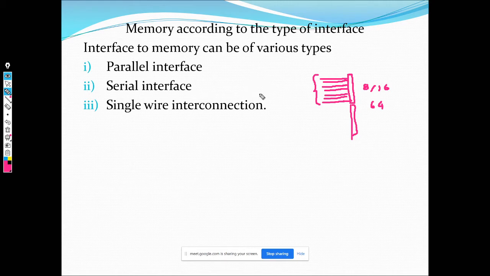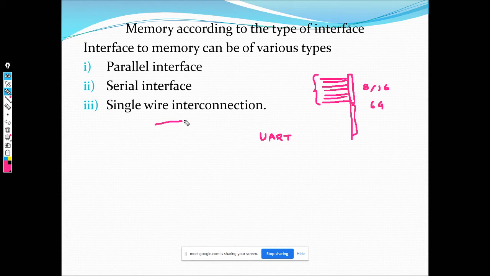An example of a serial interface is the SATA cable that we see, right? And there are also other serial interfaces like UART. You must have seen how we connect our projectors. If you remember the port that we connect the projector to, all those are serial interfaces. And finally, you have your single wire interconnection. It just has one wire, so this is for very small systems where you don't want complex protocols.